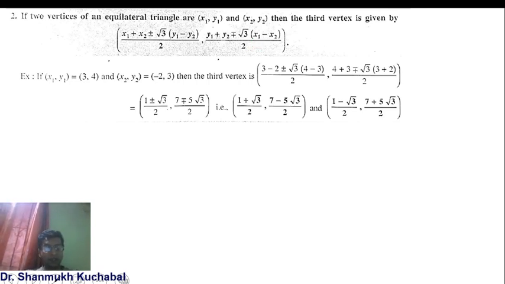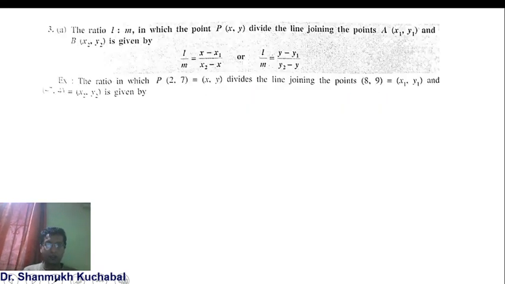So here is one example for verification. X1 y1 is 3 comma 4 and x2 y2 is minus 2 comma 3. In this formula x1 is 3, x2 is minus 2, y1 is 4, y2 is 3. We have to substitute in the above equation, then after simplification it leads to these two solutions. Like this we have to simplify it.